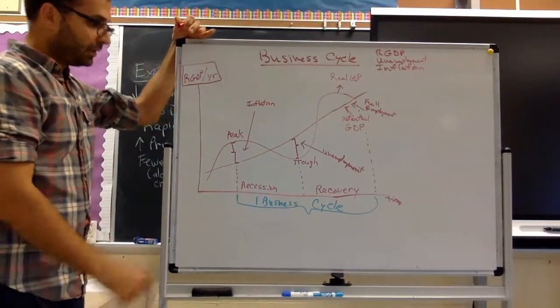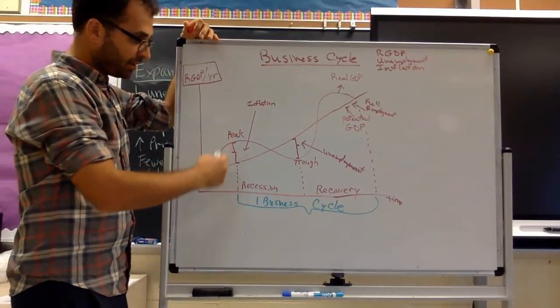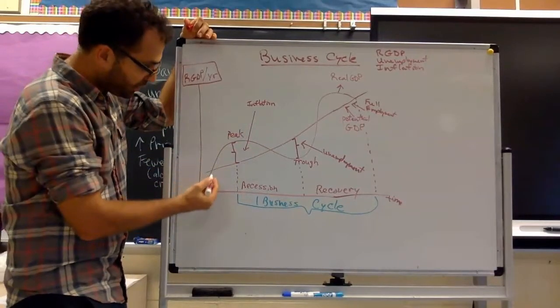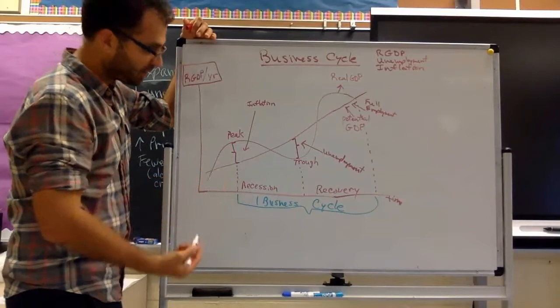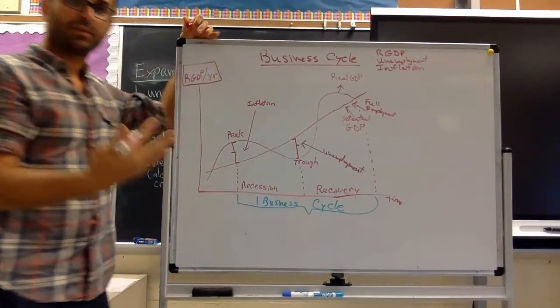Okay. So when the wavy line, the GDP, is increasing, we say that we're in a period of growth. I don't have the word here, but I should. This is the word growth. We're growing as an economy. Anytime we're going up, right, the GDP is going up. When we're going down, we are receding. We're shrinking as an economy.